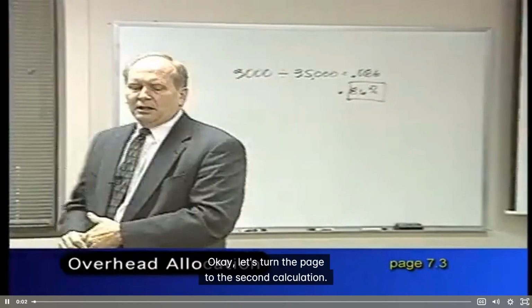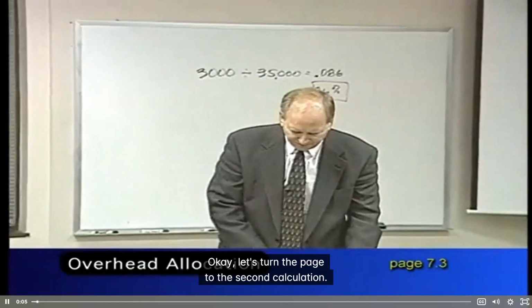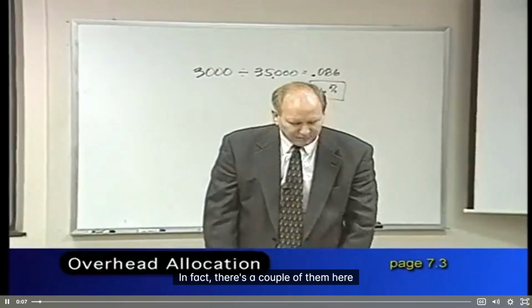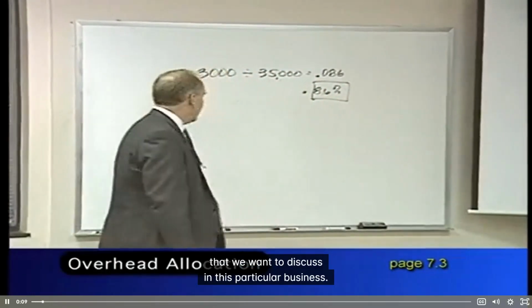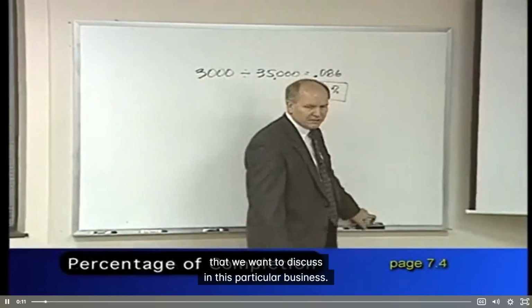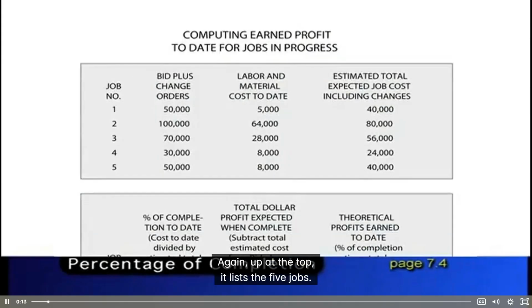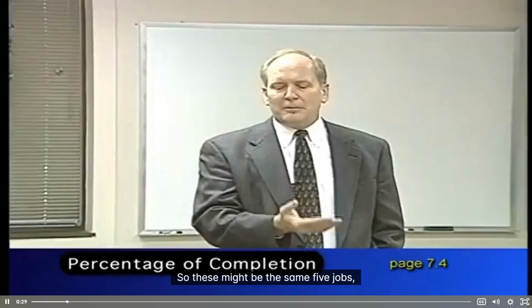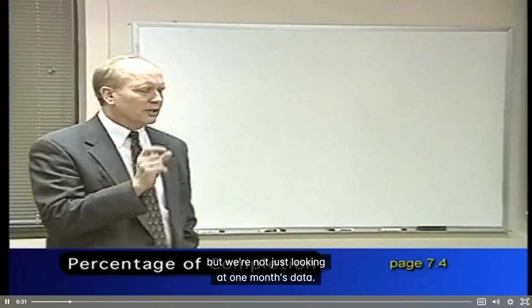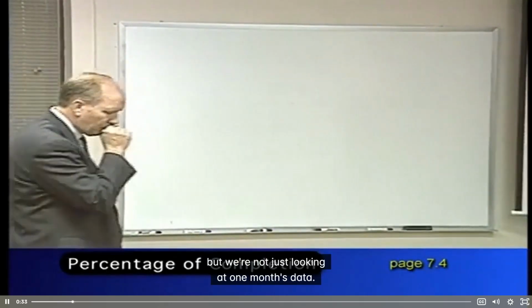Okay, let's turn the page to the second calculation. In fact, there's a couple of them here that we want to discuss in this particular business. Again, up at the top it lists the 5 jobs, but instead of looking at just one individual month, this is looking at, in some cases, the entire history or the entire expected outcome of a job. So these might be the same 5 jobs, but we're not just looking at 1 month's data.